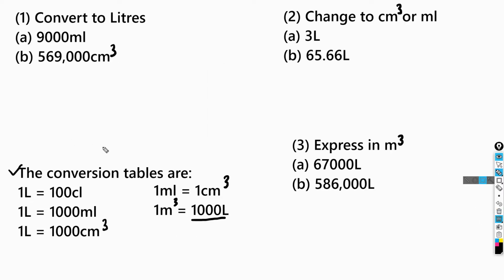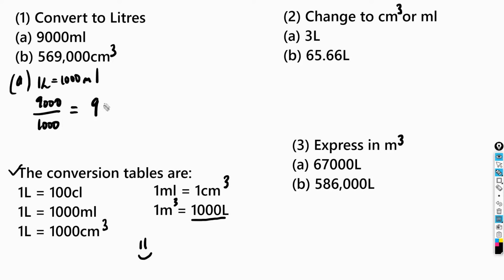All right, guys, great. So we can look at these examples now, seeing that we have our conversion table. Okay, so let's look at the first one. It says convert to liters, right? 9,000 milliliters. And we know that 1 liter is equal to 1,000 milliliters, right? So let's look at A. Since 1 liter is equal to 1,000 milliliters, then 9,000 divided by 1,000 would give us 9 liters. All right, guys, so that's the answer for A.